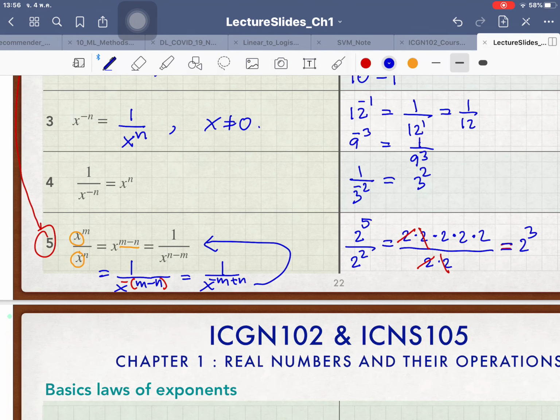And if I do this problem again, in order to get the power of 3, you just take the subtraction between the two powers. It's going to be the power of 5 minus 2. That's why you get 2 to the power 3. So in the case when you have the same base for the top and bottom terms, you just take the subtraction between these two powers to get the power of m minus n.